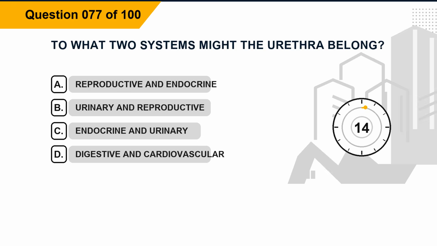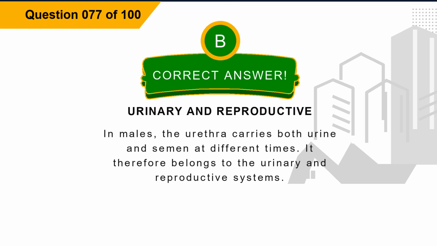Question 77. To what two systems might the urethra belong? Option A, reproductive and endocrine. Option B, urinary and reproductive. Option C, endocrine and urinary. Option D, digestive and cardiovascular. The correct answer is option B, urinary and reproductive. Explanation. In males, the urethra carries both urine and semen at different times. It therefore belongs to the urinary and reproductive systems.